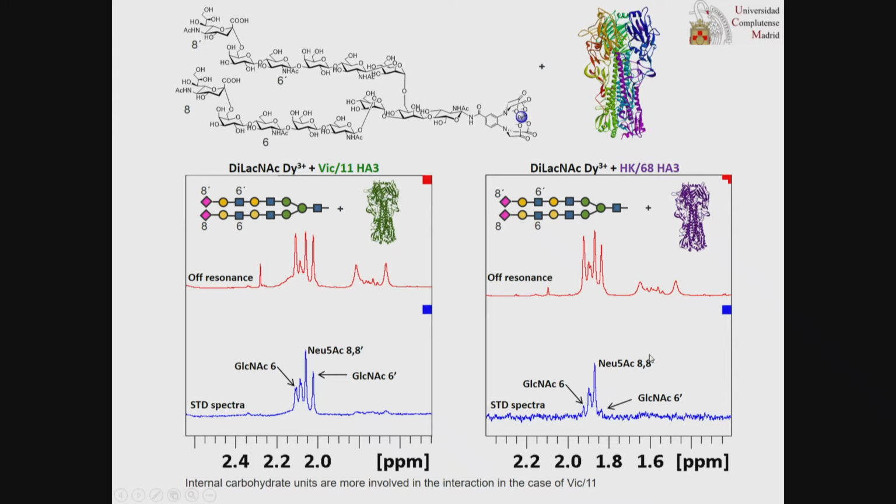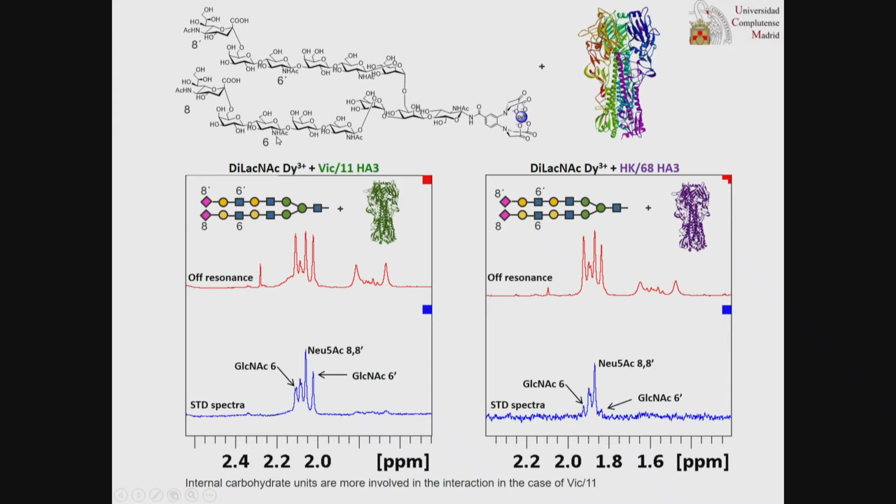Neuraminic is the same as sialic acid. The end of the chain is important for Hong Kong 68, but the other GlcNAcs that are inside the chain are not so important. The STD is very, very small. In contrast, in Victoria 11, we have a strong STD for the sialic acid that is expected, but we also have a strong STD for the internal units of the chain.